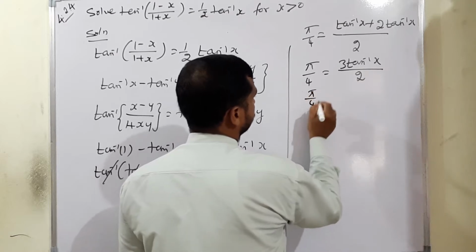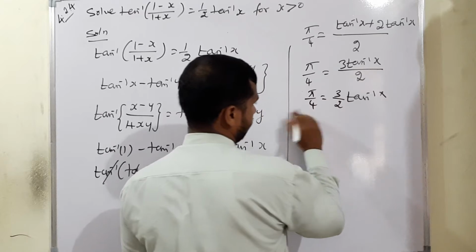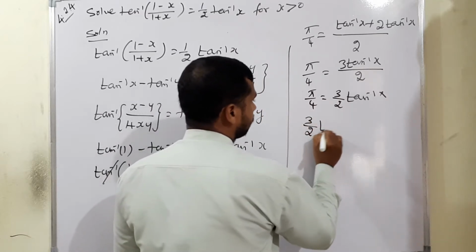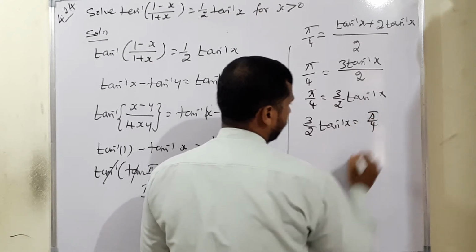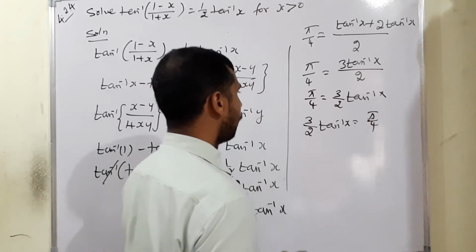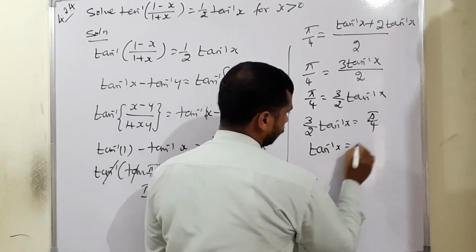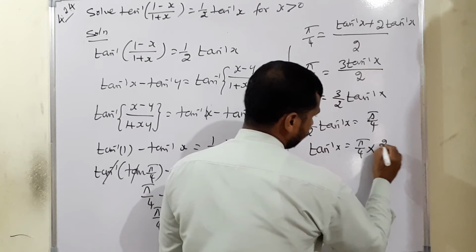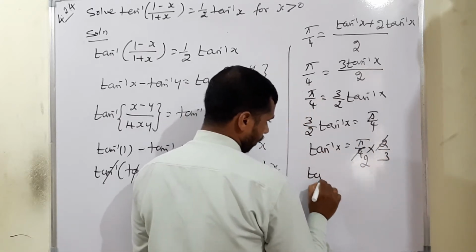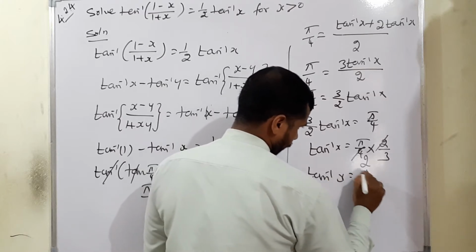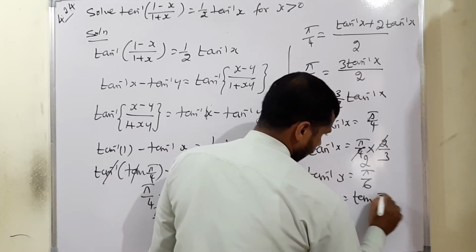Pi by 4 is equal to 3 by 2 tan inverse x. Again interchanging the terms, 3 by 2 tan inverse x is equal to pi by 4, isn't it? Now bringing 3 by 2 to the opposite side, tan inverse x is equal to pi by 4 into 2 by 3. Again 2 and 4 cancel, giving 2. Now tan inverse x is equal to pi by 2 into 3, which is pi by 6. Therefore x is equal to tan pi by 6.